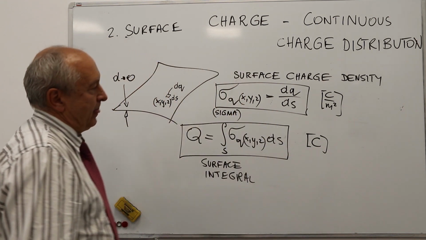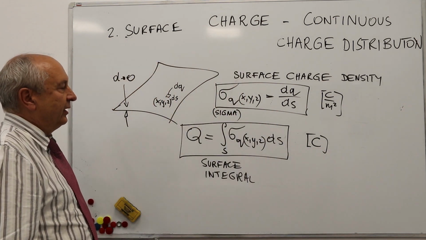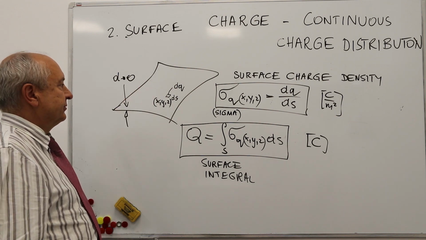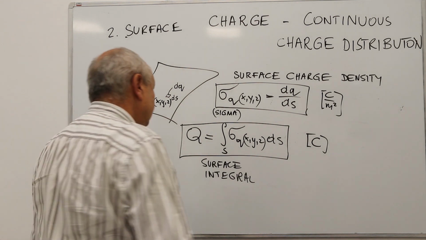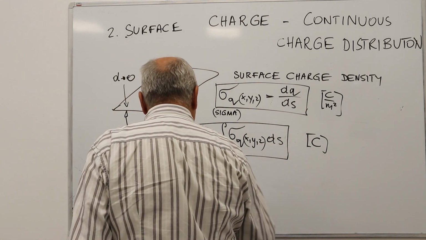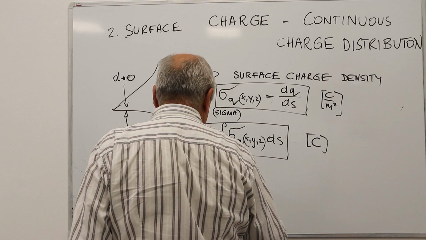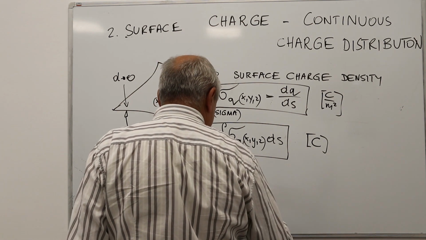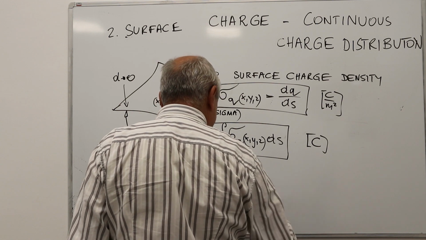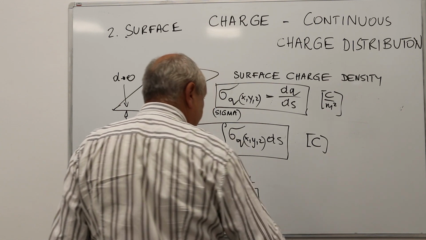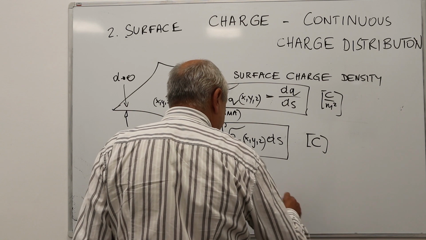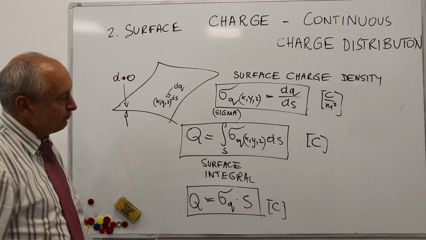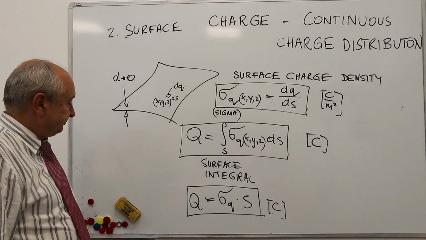And for the special case, when we have uniform charge distribution, the total charge can be calculated in a much simpler way. We multiply sigma q by S. S is the surface on which we have the charge.